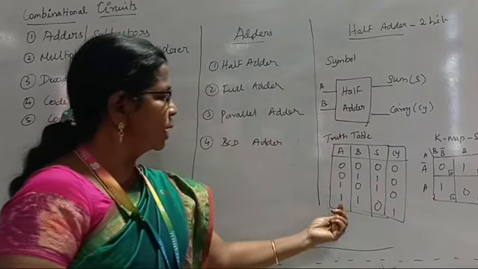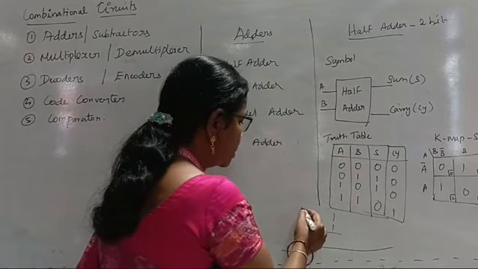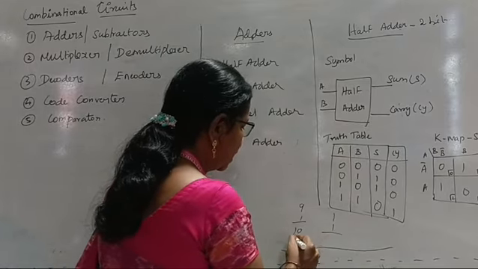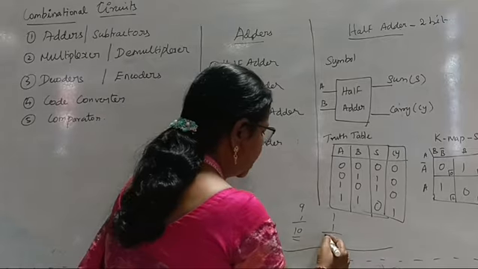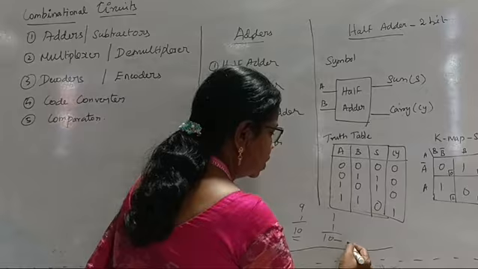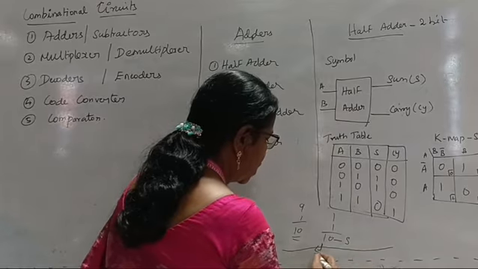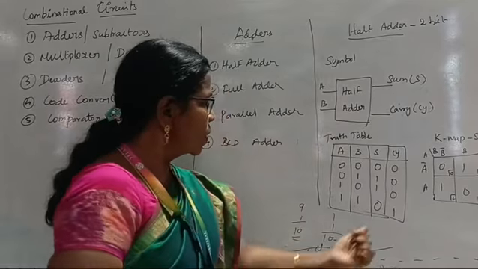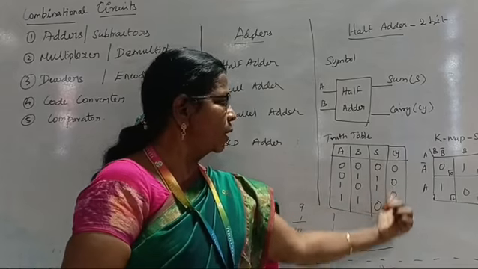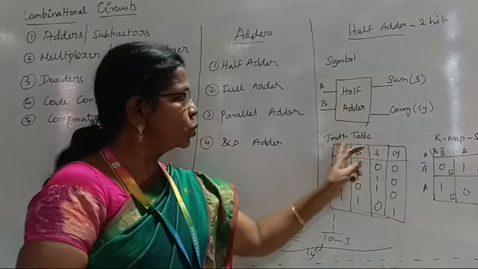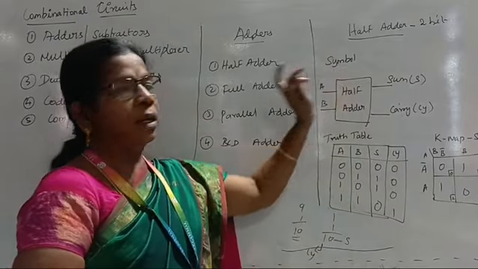But for the fourth combination, 1 plus 1, like in the case of decimal 9 plus 1 we get 10, similarly in binary 1 plus 1 you will get 10, where 0 is my sum and this 1 is my carry. So that's why we will be getting sum as 0 and carry as 1. So this is the truth table for the half adder circuit.